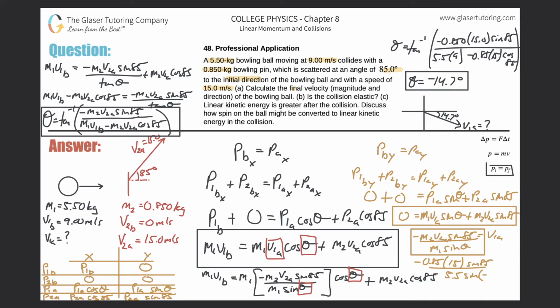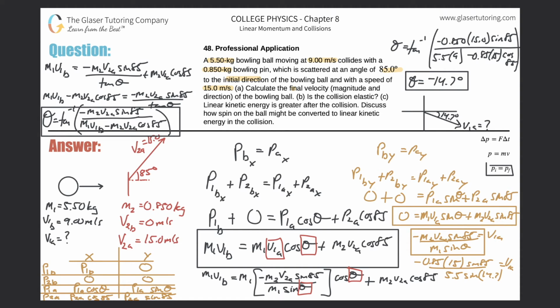So 14.7, you can also plug it in as a positive. It really wouldn't matter. If you plug it in as a negative here, the answer will get spit out as a negative. Honestly, it doesn't matter. I'm just going to plug it in as a positive. So 14.7, but I know its direction already, so that's why I can do that. So 14.7 degrees, that's equal to V1A.